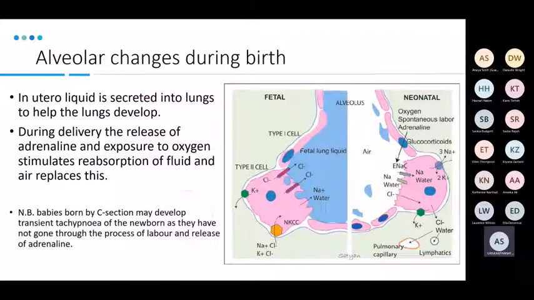And then you get your surfactant forming, and it starts thickening up in the wall and allows it to form that surface tension. A key thing to remember here is that babies which are born in C-sections might have transient tachypnea of the newborn, as they've not really gone through this process of labour, which is quite stressful for not just the mother but also the baby, which is what releases adrenaline.